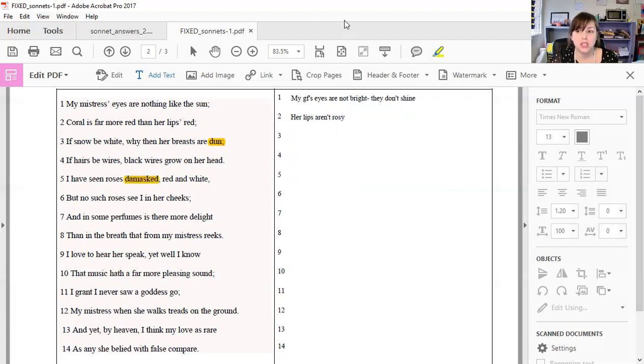For example, these two words, you don't really need to know what they mean in order to understand the sentence. Because so far, he's kind of like putting her on blast, right? He's burning her a bit: "My mistress' eyes are nothing like the sun. Coral is far more red than her lips' red. If snow be white, why then her breasts are dun. If hair be wires, black wires grow on her head."